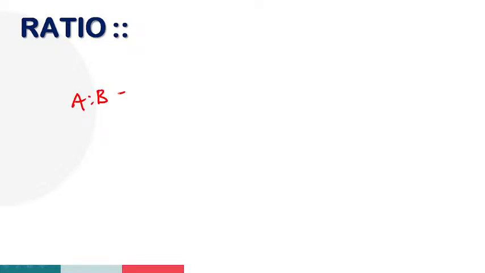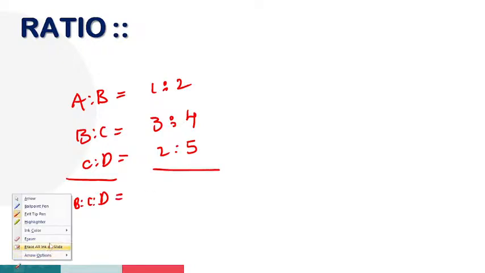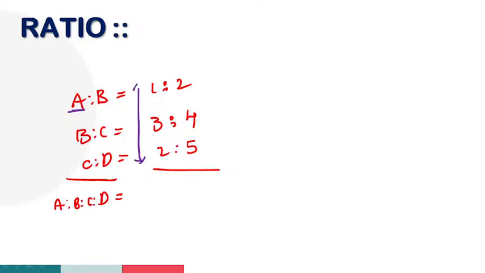A is to B is equal to 1 is to 2, and next B is to C is equal to 3 is to 4, and C is to D is equal to 2 is to 5. Then find the A is to B is to C is to D values. Look at the screen carefully. If you want to find out the A value, just multiply the left hand side numbers only.